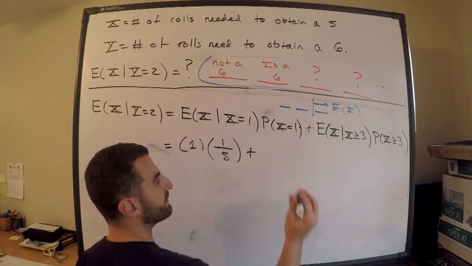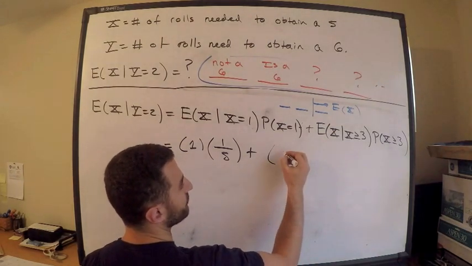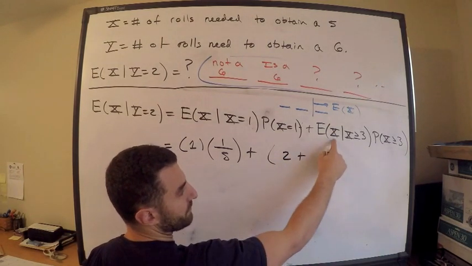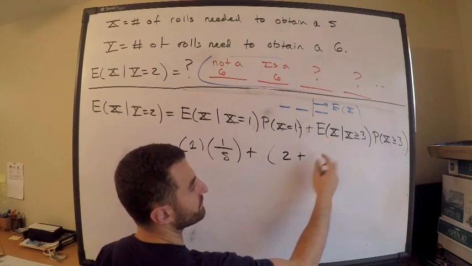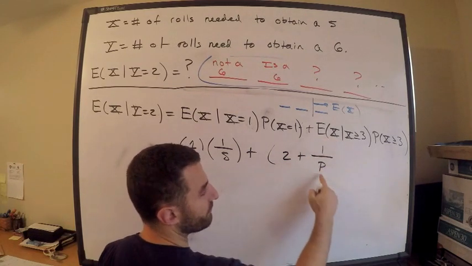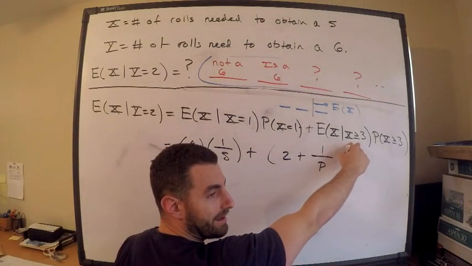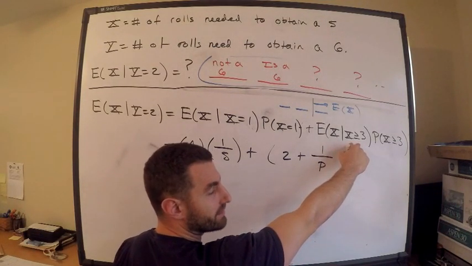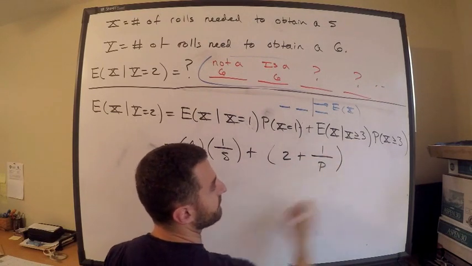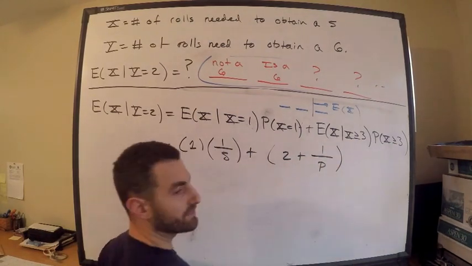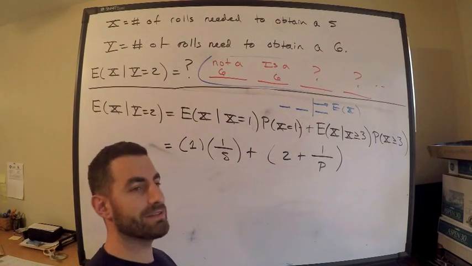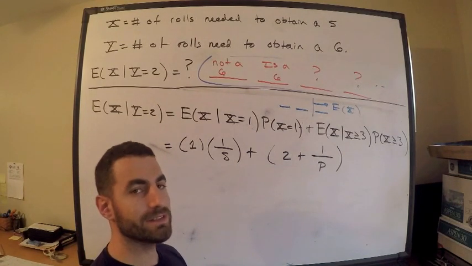So the first 2 rolls, we just let them happen. So we need to add those. So number of rolls, we had 2 plus 1/p, where 1/p is the expected value of x, because we're given that it's greater than or equal to 3, and x has the memoryless property. Let me just leave that for now, times the probability x is greater than or equal to 3. This is another place to get hung up on, another place to mess up.